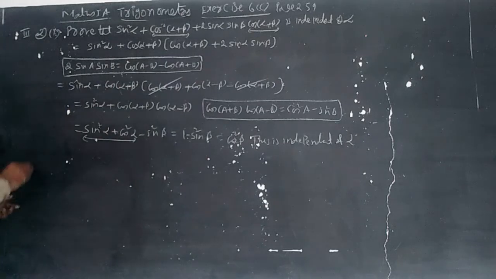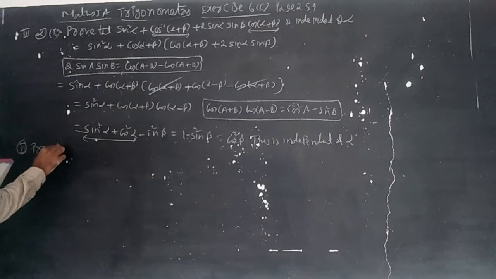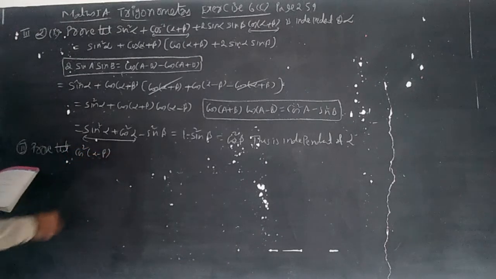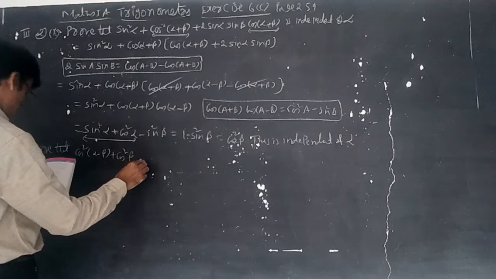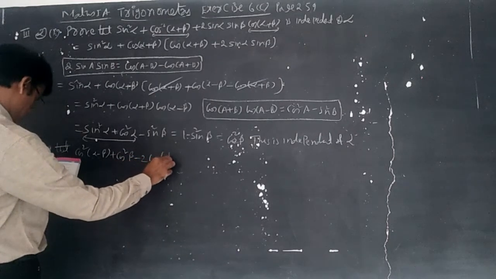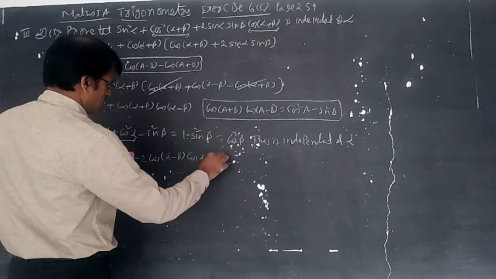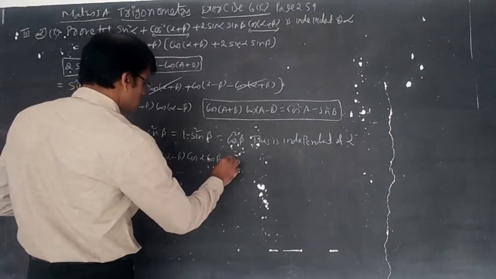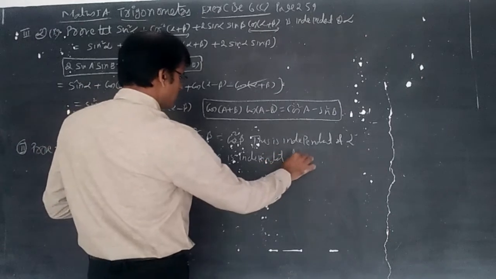In a similar way, another question is there. In this second question, prove that cos square of (alpha minus beta) plus cos square beta minus 2 cos of (alpha minus beta) into cos alpha cos beta is independent of beta.